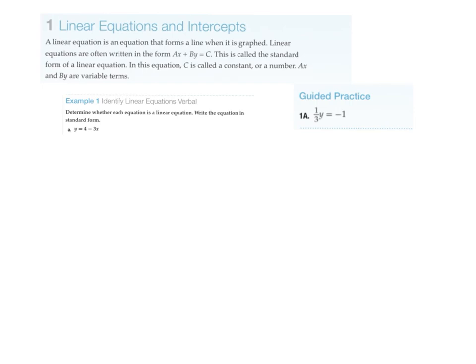Here we're going to identify linear equations. And to do that, we need to look at the x and the y. As long as the x and the y do not have any exponents or are multiplied by another variable, we have a linear equation. One way to tell this is if we write a linear equation in standard form. Standard form is the x and the y on one side of the equal sign equaling a constant or a number.